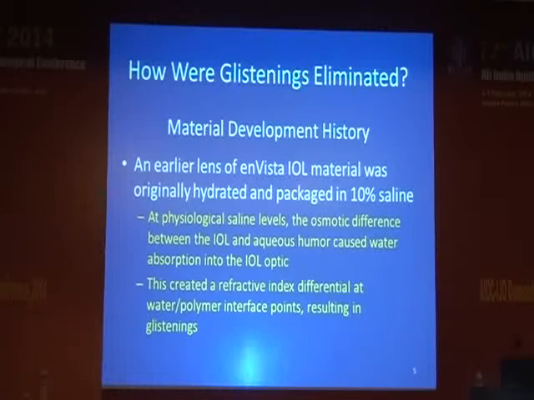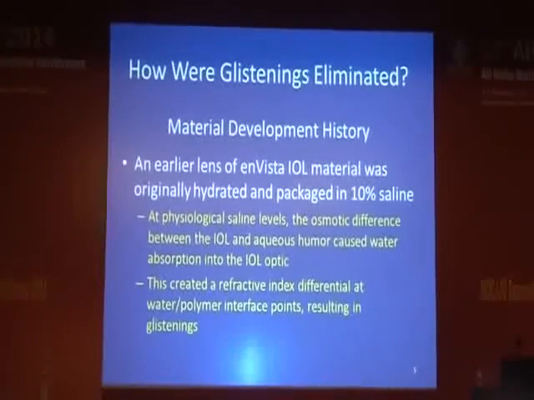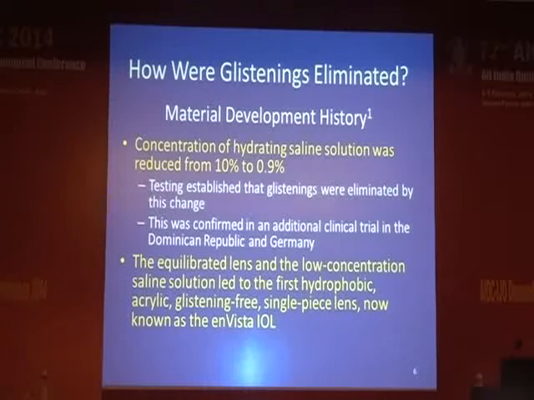Now, how these glistenings were eliminated: at physiological saline levels, the osmotic difference between the IOL and the aqueous humor caused water absorption into the IOL optic. So we wanted to prevent that, as this created a differential refractive index resulting in glistenings. So basically the concentration of the hydrating saline solution was reduced from 10% to 0.9%. The equilibrated lens and the low concentration saline solution led to the first hydrophobic acrylic glistening-free single-piece lens, now known as the Envista IOL.